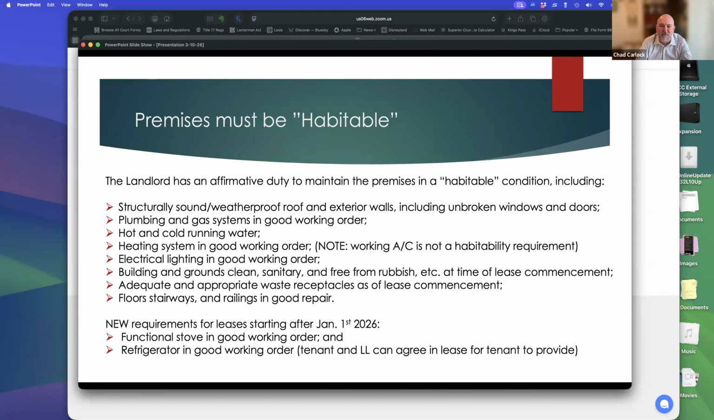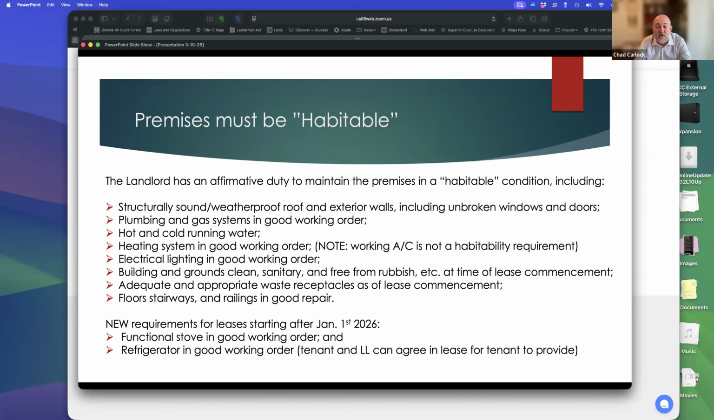Most folks provided that beforehand, before this requirement, but now it's specifically a requirement. And then the second one is a refrigerator in good working order, which in the past was sort of hit and miss. Sometimes a unit would be rented without a refrigerator. Sometimes it would be included.